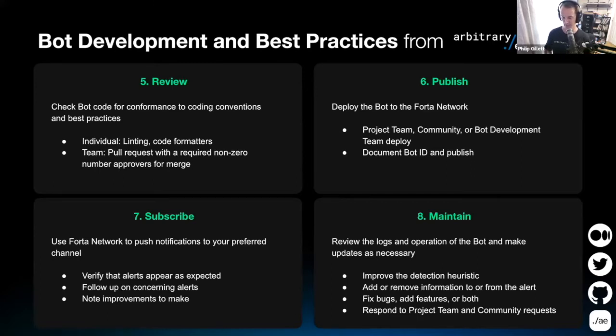And then the maintenance step, which is kind of like rinse and repeat of a lot of these other ones, is looking at what your bot is returning and saying, is it returning way too much? How can I improve this heuristic to be a little more fine-tuned? Is there anything that's missing from the alert?